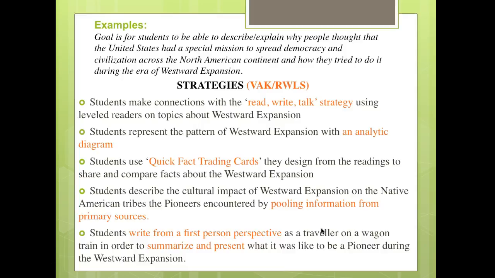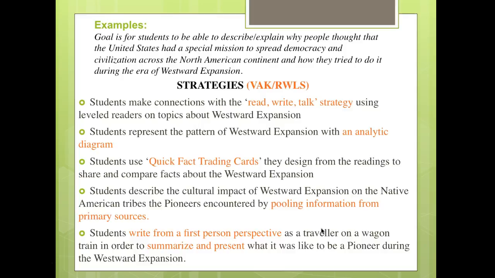So you have a goal. The students to be able to describe and explain, this is an example, why people thought that the United States had a special mission to spread democracy and civilization across the North American continent, and how they tried to do it during the era of westward expansion. That is a really big goal. So the strategies, if you notice in parentheses, visual, auditory, kinesthetic, and reading, writing, listening, speaking. To the extent you can include reading, writing, listening, speaking in all your activities or all your lessons, the better. And actually, the more effective and efficient they will be.